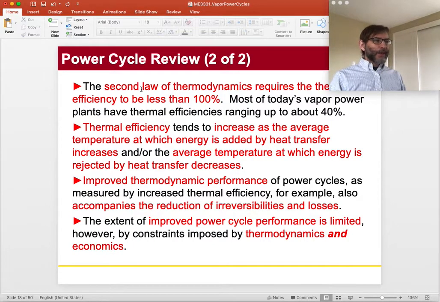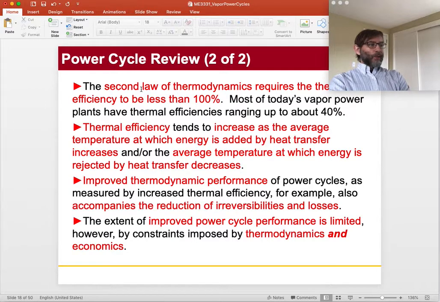So, the caveats. The second law of thermodynamics requires that the thermal efficiency be less than 100%. Most of today's vapor power plants have thermal efficiencies of about 40%. If we think about the Carnot efficiency, we'll get into that a little bit. We don't quite reach the Carnot limit with these, but we can get close by doing lots of bottoming cycles and other things. We can get close to the Carnot limit, which is near the 60% range.